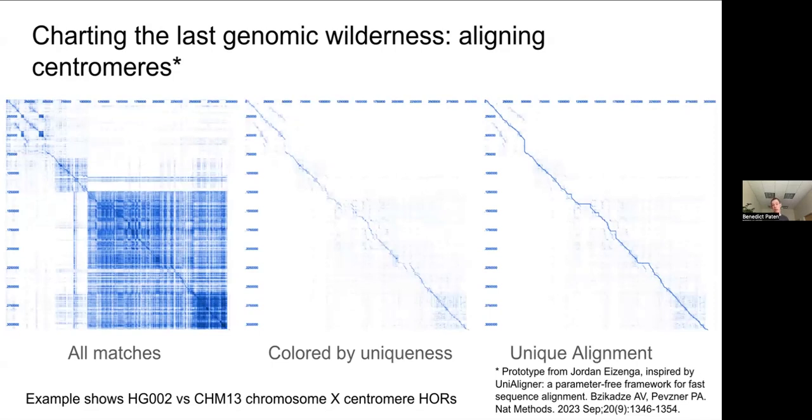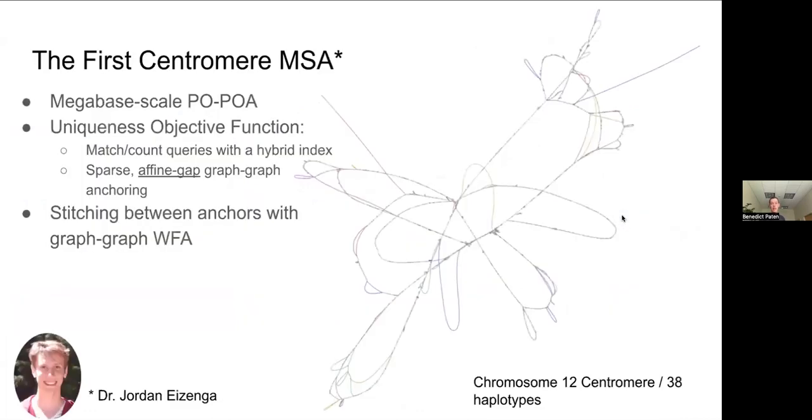All right, and this is building, by the way, on work from Pavel Pevzner's group, and Jordan Eizenga, who's a postdoc in my lab, has taken this and generalized it using the framework of partial order alignment to create multiple sequence alignment algorithms that can build using uniqueness as a criterion. And so now, for the very first time, this is literally the very first Bandage plot we ever created to show what a centromere, taking 38 different centromeres, looks like in terms of a genome graph. And yes, of course, it's very complex. No one is denying that it's very complex. But it is still massively compressing, massively better representing the alignment of the sequence than we could do previously.